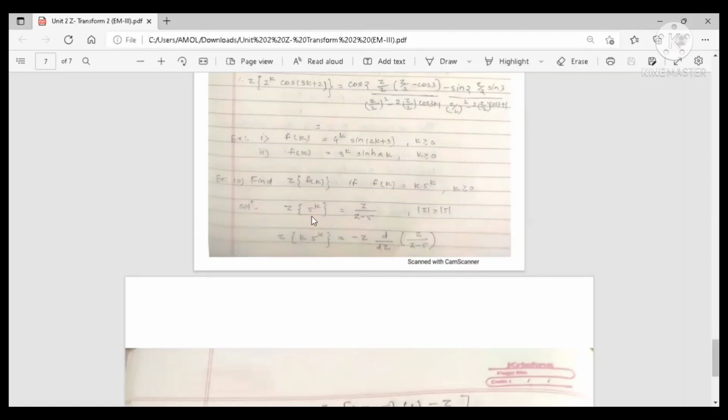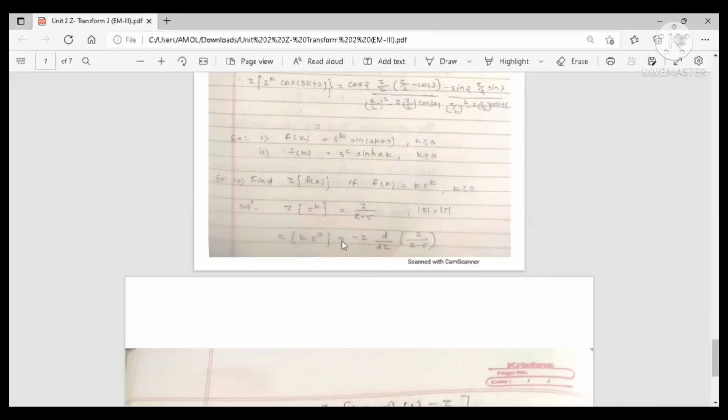Use here the Z transform of some standard sequences. One of the formulas: Z transform of a raised to k when k is greater than or equal to 0 is equal to z upon z minus a. Now in place of a there is 5, so you replace a by 5. So z upon z minus 5, mod z is greater than mod 5. Now use your multiplication by k property to find the Z transform of k into 5 raised to k.